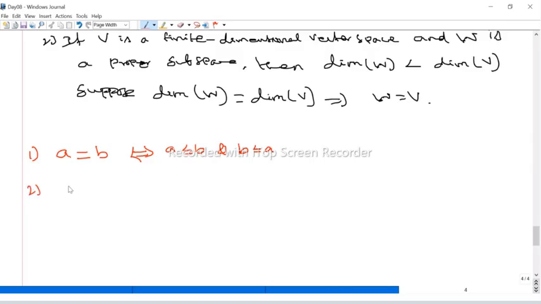So for sets, suppose we try to prove two sets A and B are equal, we have to prove two containments. That is, we have to prove A is a subset of B and B is a subset of A. Then we claim that A equals B. So this is for just sets.